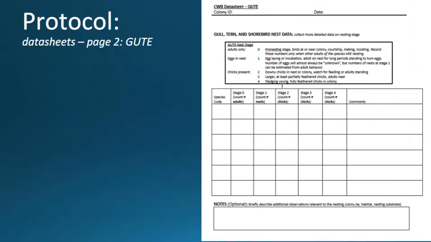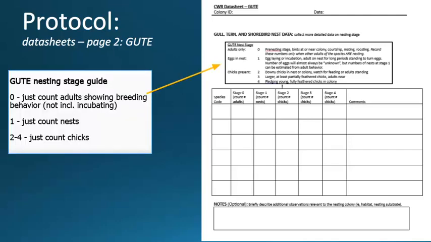This is the second data sheet for anyone who is monitoring a colony with gulls, terns, or shorebirds. What you count depends on which stage you are looking at. A description of the nesting stage guide is at the top of the page. For stage 0, you count adults showing pre-nesting behavior. Stage 1, count nests, and stages 2 to 4 only count the number of chicks of the appropriate age. We tally this way because chicks of these species leave the nest shortly after hatching. It can seem confusing on paper, but will become clear when you visit your colony.